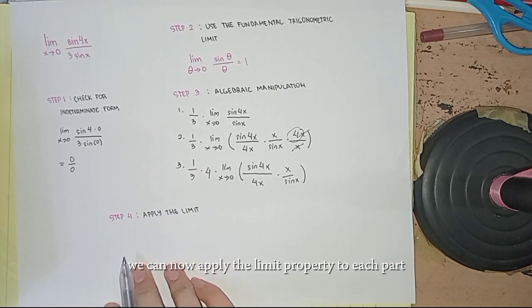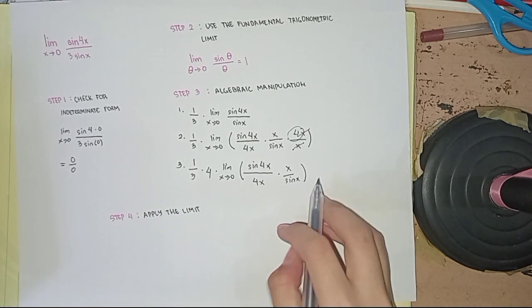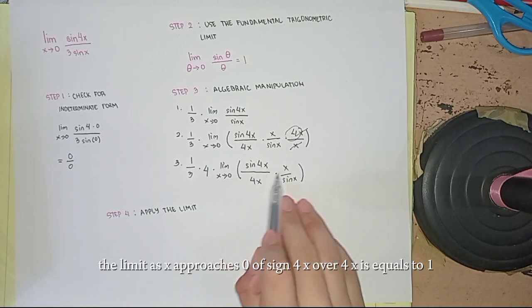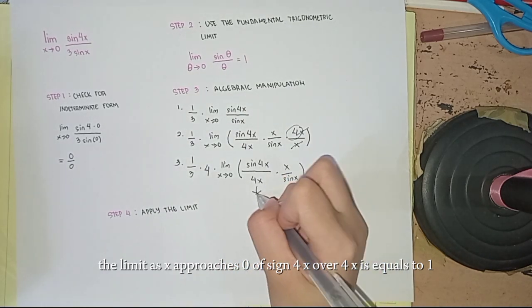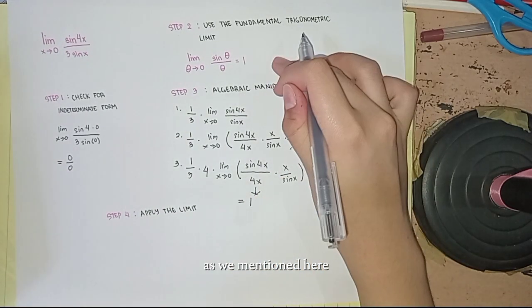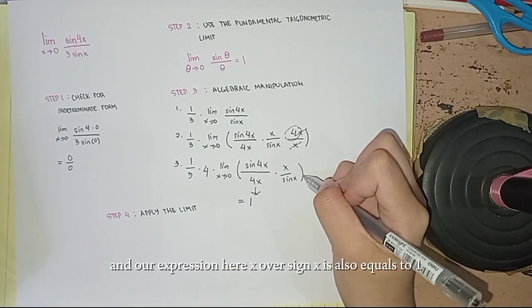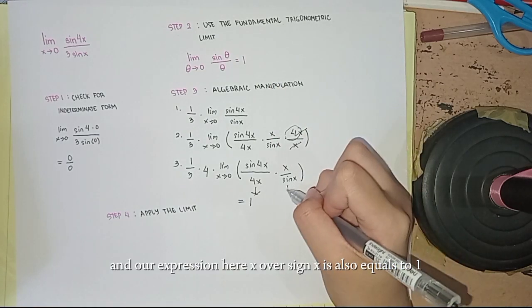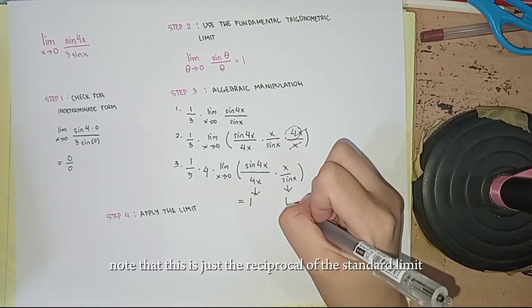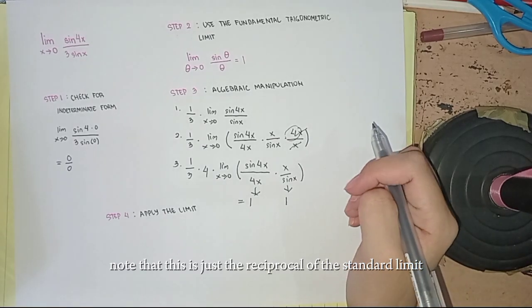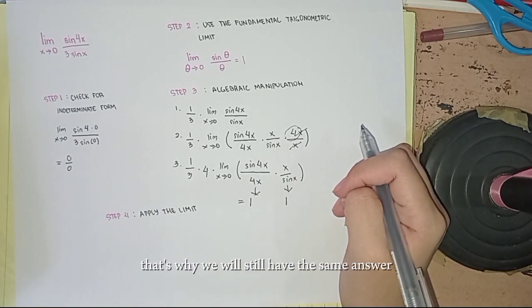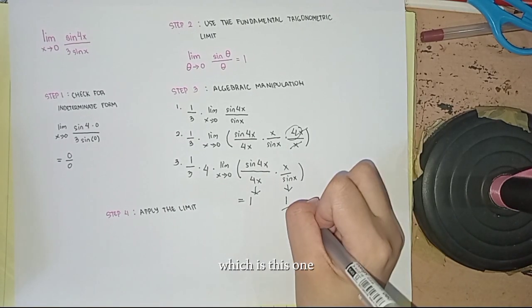We can now apply the limit property to each part. The limit as x approaches 0 of sine 4x over 4x is equal to 1, as we mentioned here. And our expression here, x over sine x, is also equal to 1. Note that this is just a reciprocal of the standard limit. That's why we will still have the same answer, which is 1.